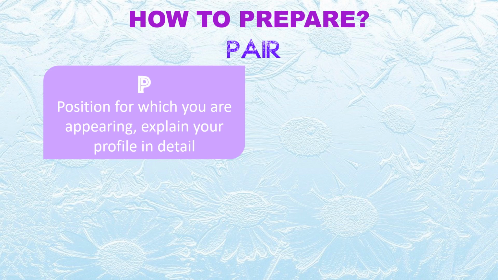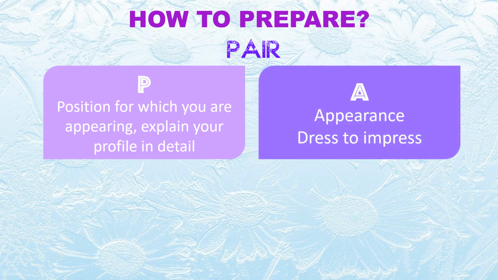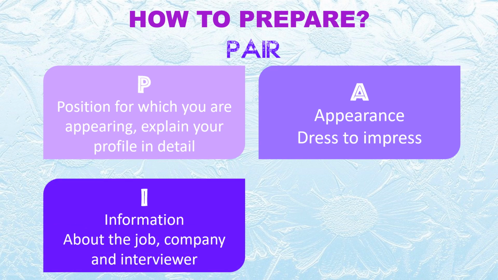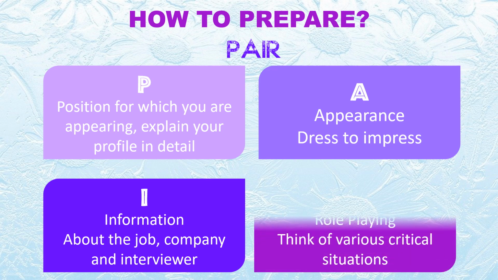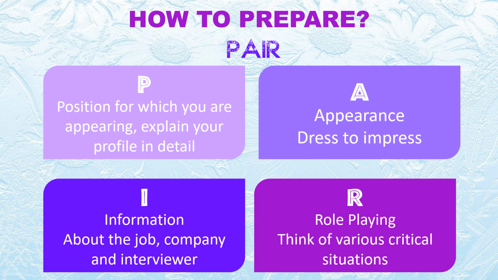P stands for position for which you are appearing. It helps you to explain your profile in detail and how you are a good match for the given job description or the given job position. A stands for appearance. That means you need to dress to impress the interviewer. I stands for information that you need to gather about the job, company and the interviewer. And R stands for role playing. So you need to think of various critical situations that arise in the company and how you can be a possible solution to those kinds of situations.